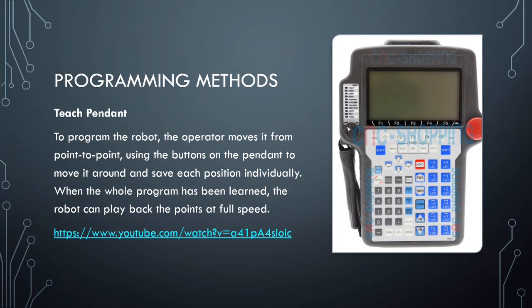With the teach pendant, this is a handheld unit that you can use to move the robot to a position. You can save that position in the code, and then you can move it to the next position, save that position, and continue. So once you've moved the robot through all the steps that you would like it to perform, you can then run that code back at a faster speed and the robot can step through those steps. So we'll take a look at what that looks like on the next slide. I have a video of that.